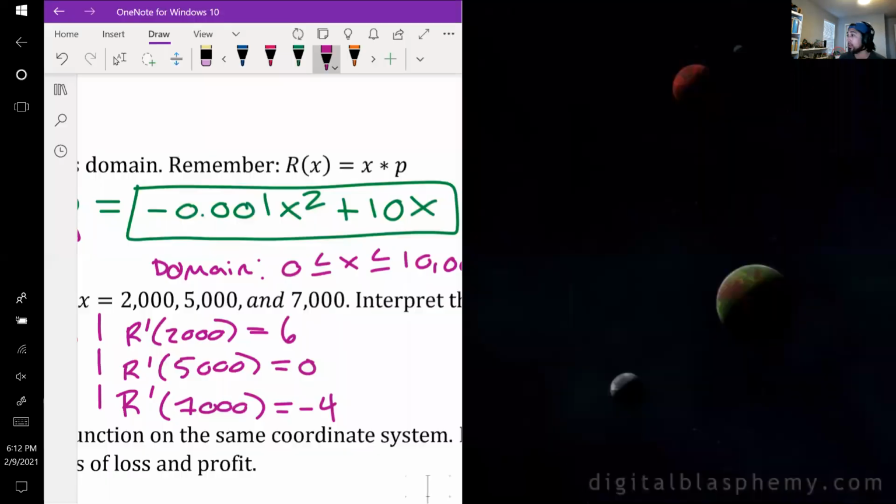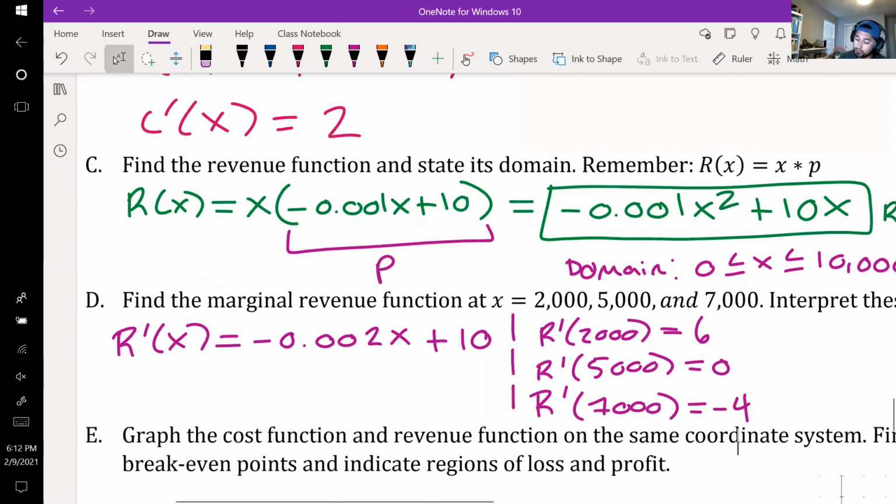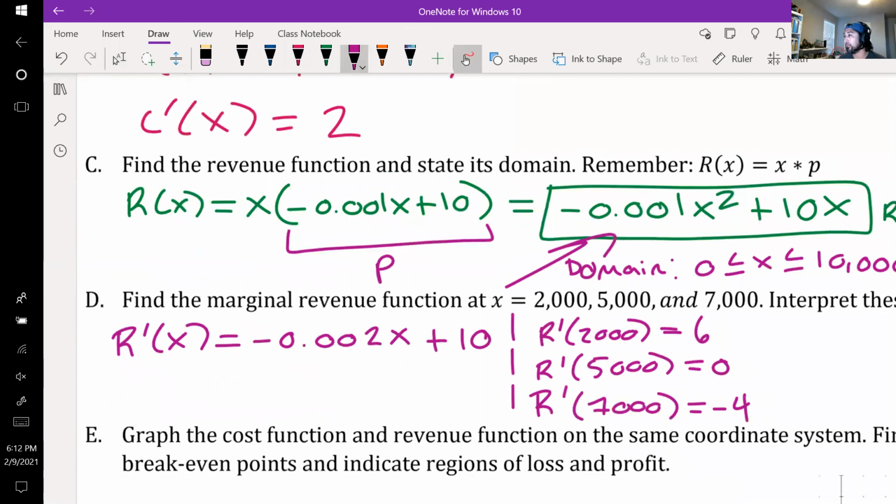Now, what does this all mean? I got a quick question. How did we get that negative 0.002x again? The derivative, right? So we were taking the derivative of the revenue function, which we found here. So negative 0.001x squared, the 2 comes down, right? Gotcha. Okay. All right, cool.